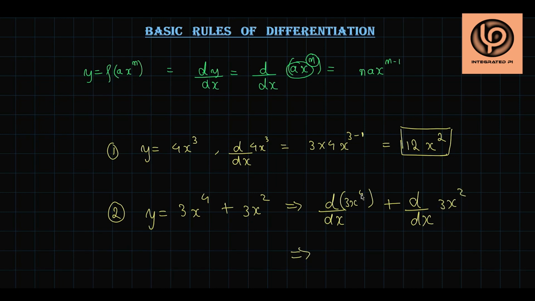So from here we get 4 times 3 gives us 12 x, and 4 minus 1 gives us 3, plus here we multiply 3 times 2, we get 6 x, and then we reduce 2 by 1, so we get 1. This is our final answer. Now let's move on to some basic rules for differentiation.